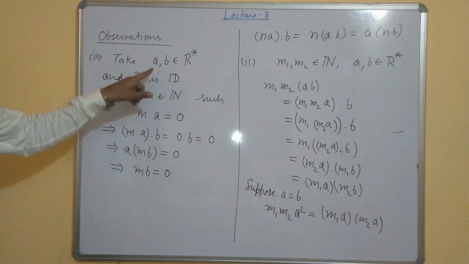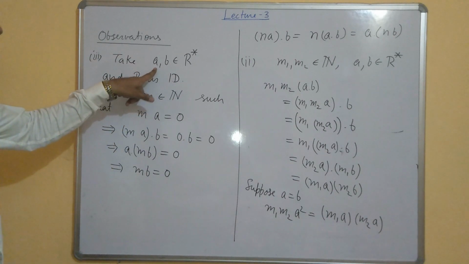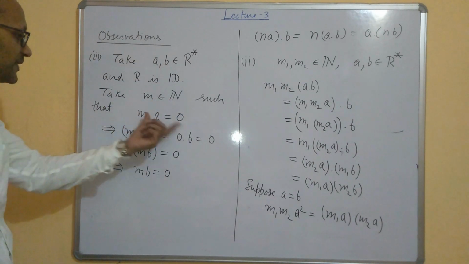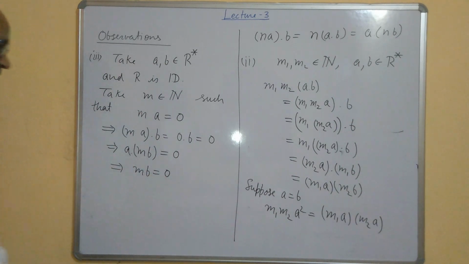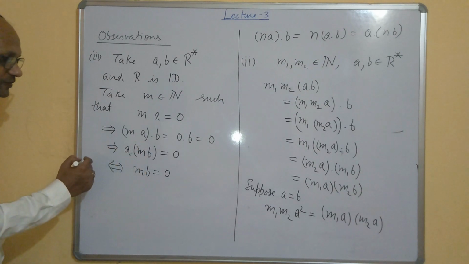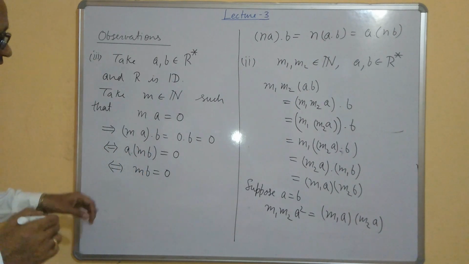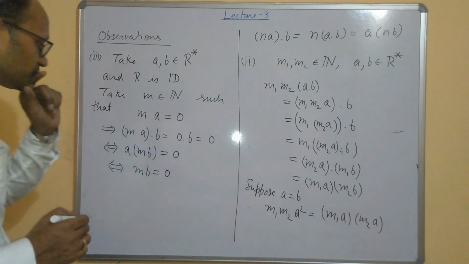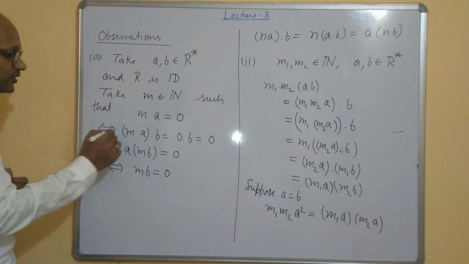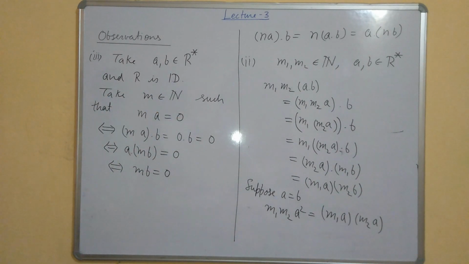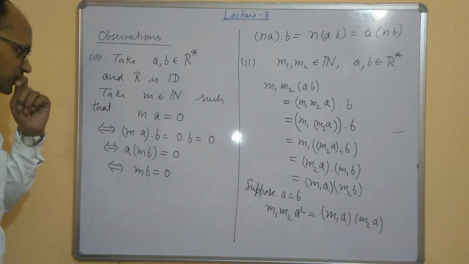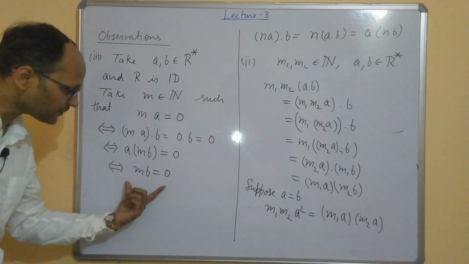So if I take a non-zero element a and a non-zero element b, and for some positive integer m, ma is 0, then mb will also be 0. And similarly, if mb is 0, then a times mb will be 0. If a times mb is 0, then ma into b will be 0. And now here, by the property of integral domain, b is non-zero, so ma has to be 0. So for some integer m, ma is equal to 0 if and only if mb is equal to 0.